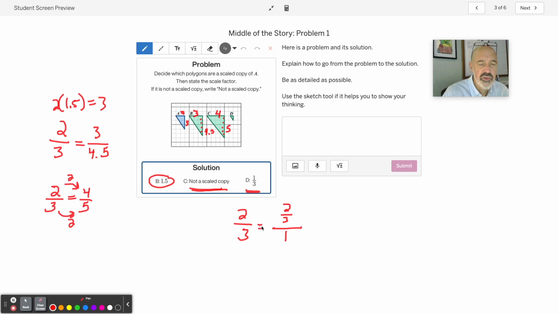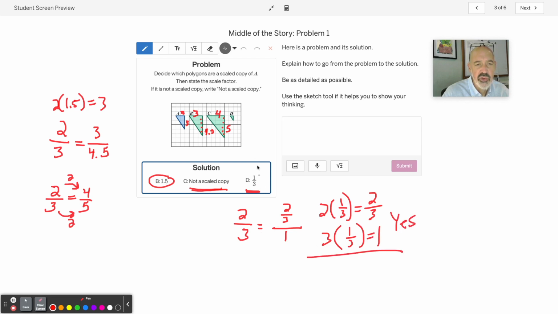So now again, the question is, is this true? If we use a scale factor of 1/3, is 2 times 1/3 equal to 2/3? And it's yes. And then is 3 times 1/3 equal to 1? It's yes. That proves that this also is a correct scale factor. It shrank by a scale factor of 1/3.